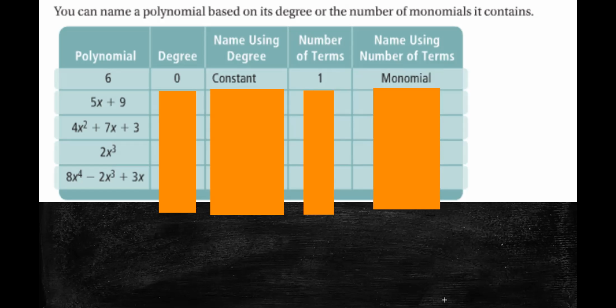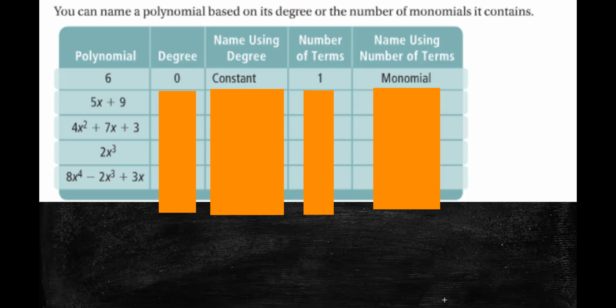So in the first one here, we have the number 6, the number 4, the number -3, and so on. What is the degree of the number here? It is 0. Since the degree is 0, it is a constant. How many terms do we have? Only one term. And we said at the beginning of the lesson that if we have only one term, we name it a monomial.